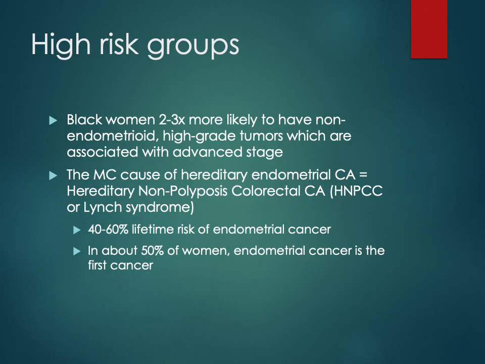So as I mentioned, black women are more likely to have non-endometrioid high-grade tumors. The most common cause of a hereditary endometrial cancer is the hereditary non-polyposis colorectal cancer syndrome or Lynch syndrome. These women have a 40 to 60% lifetime risk of endometrial cancer. And in about 50% of women with Lynch syndrome, endometrial cancer is the first cancer they get. So even though it's called a colorectal syndrome, endometrial is the first cancer in about 50% of women with Lynch.